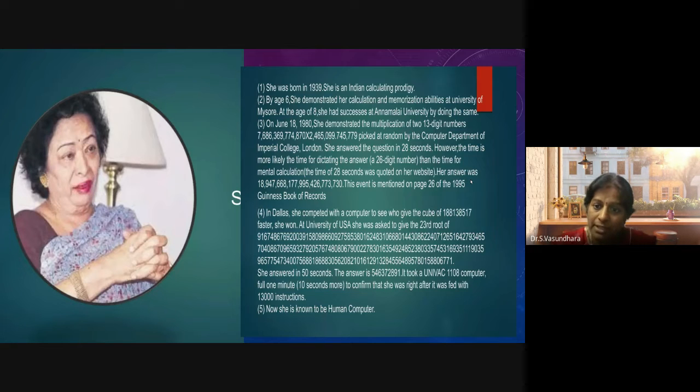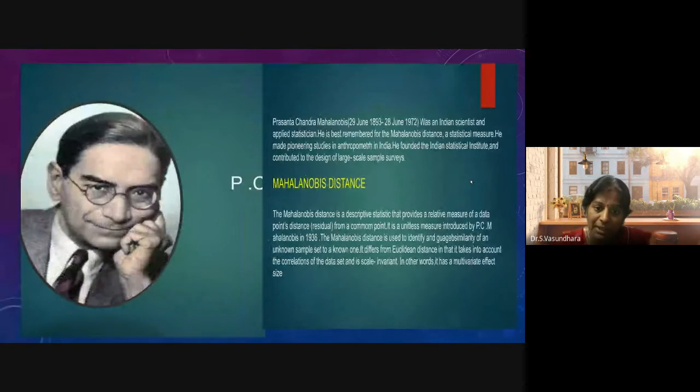She demonstrated the multiplication of 13-digit numbers picked randomly by the computer department at Imperial College London. She answered the question in 28 seconds. However, that time is more likely the time for dictating the answer. In Dallas also, she competed with a computer to see who could give the cube root faster. She is the only person who won that. Now she is known as the human computer.